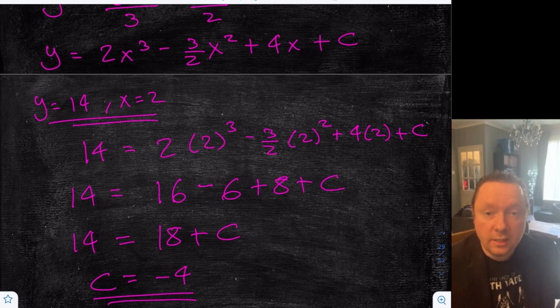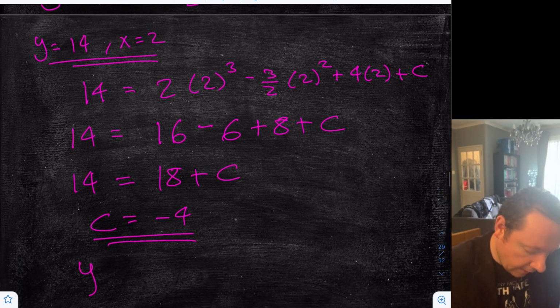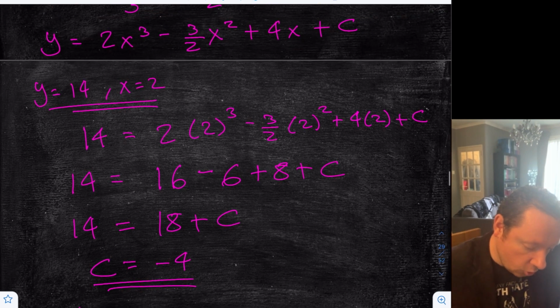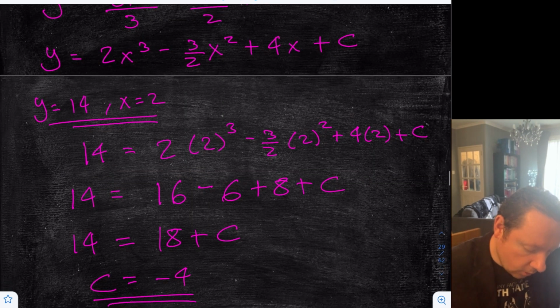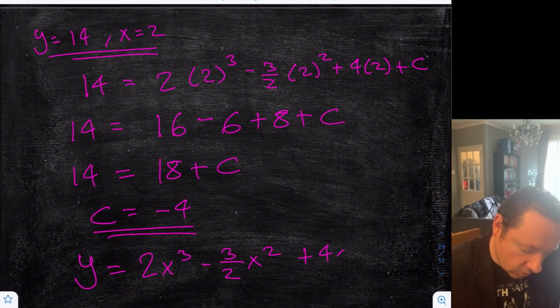And we're done for c, so we just then say that y equals whatever we got before, 2x cubed minus 3 over 2x squared plus 4x, and then our c, minus 4, and we're done there.